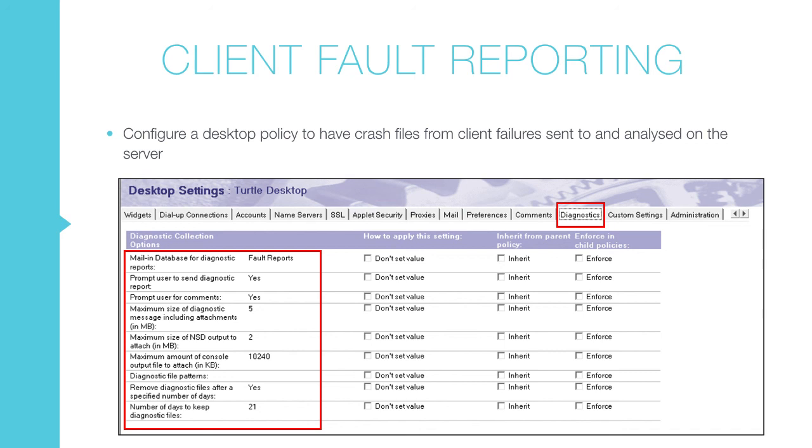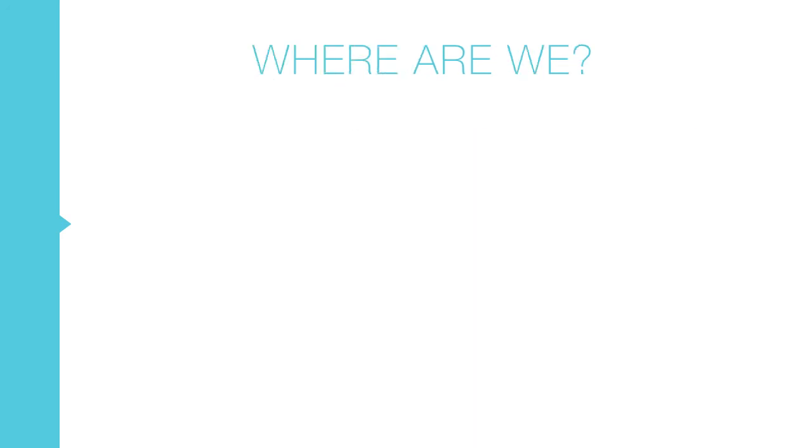So that's client fault reporting. It will give you a really good idea of the health of your environment if you have any problems you're not aware of. If you enable that on a desktop policy and get it to mail in and analyze, you'll see if you're getting any crashes. It's also quite nice to know if you're not getting any crashes.